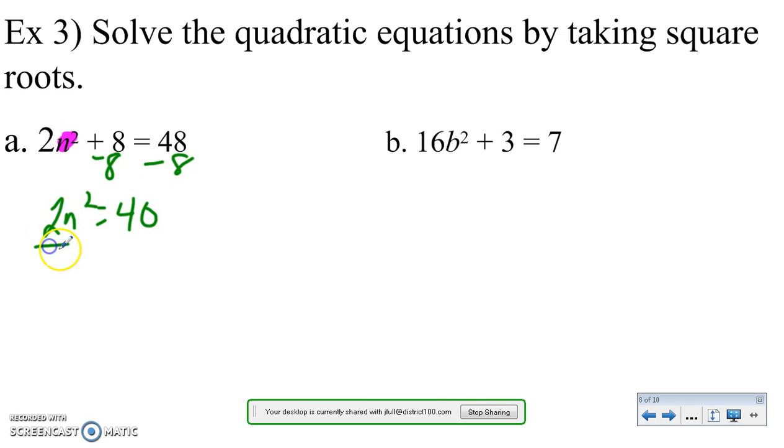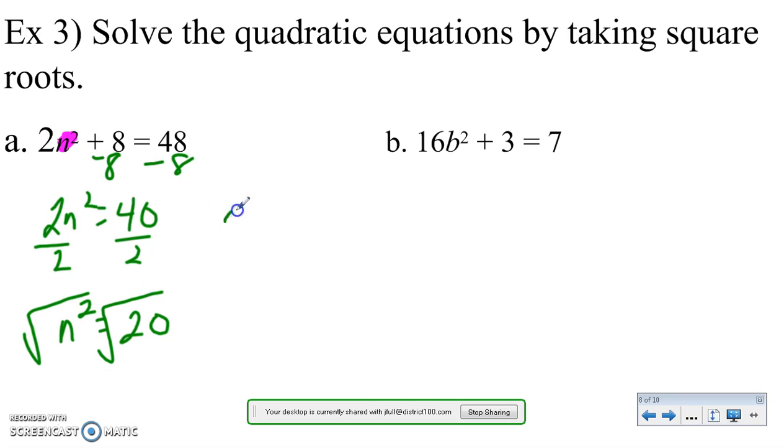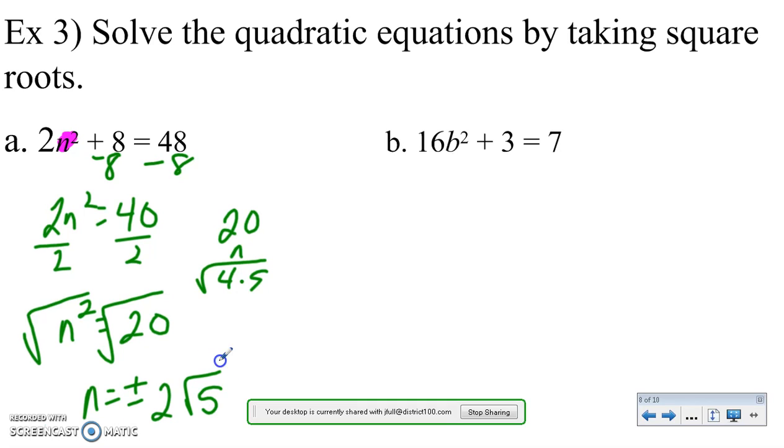Still need to get the n squared alone. We're going to divide by 2 on both sides. So n squared equals 20. And then take the square root. So if I break down my 20, the biggest perfect square that goes into 20 is 4. And that's 4 times 5. So the square root of 4 is 2. I can't break down the square root of 5, so I'm going to leave that. And then I put my plus or minus sign out front.